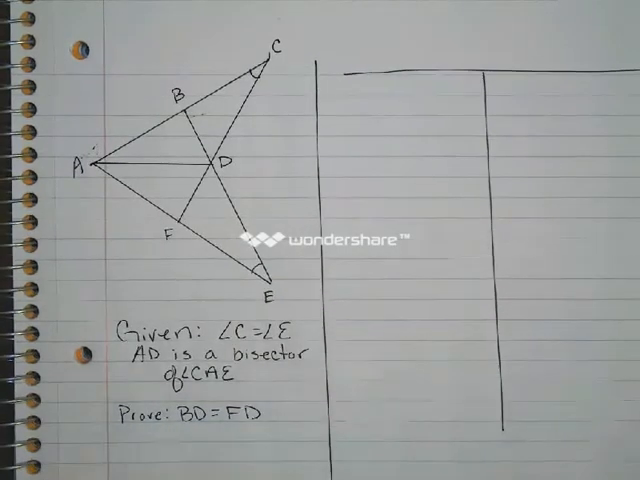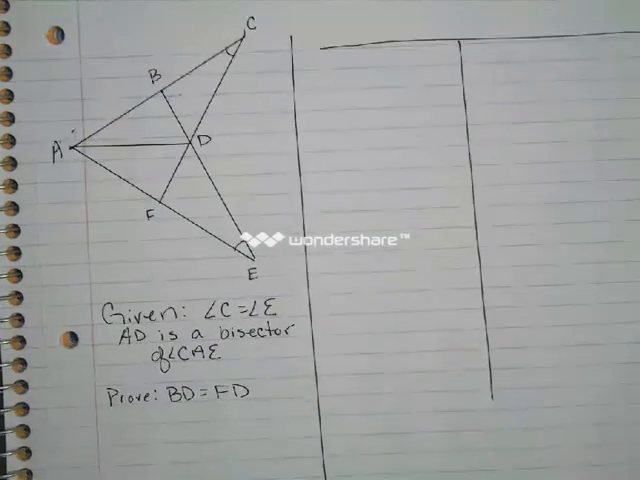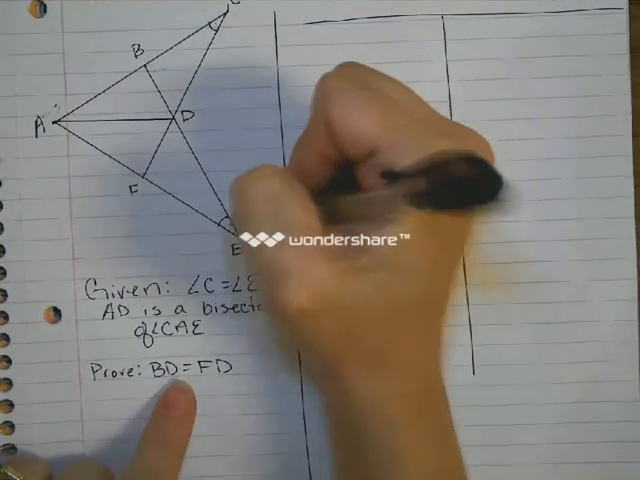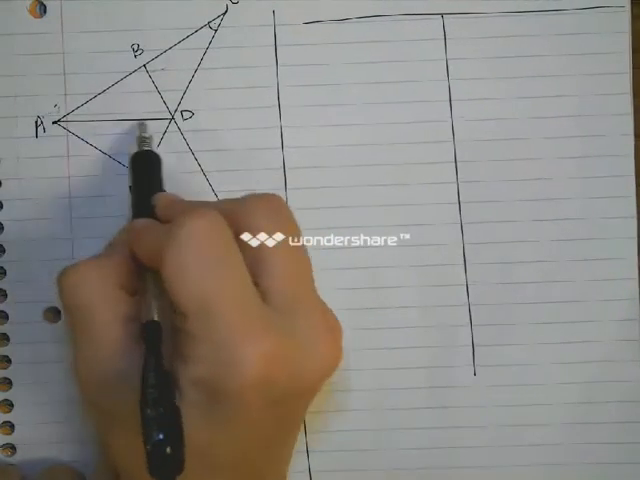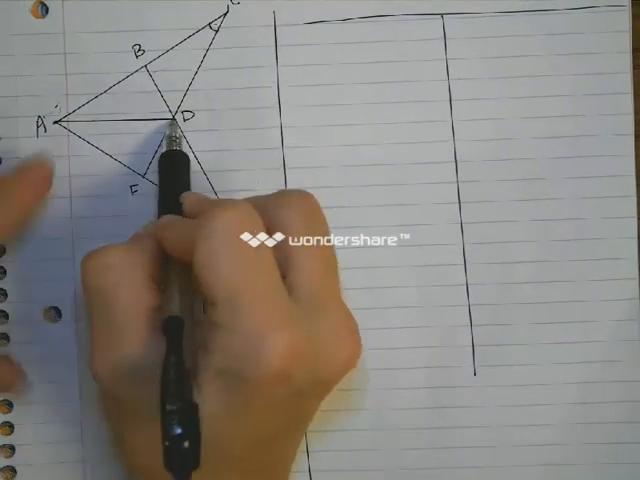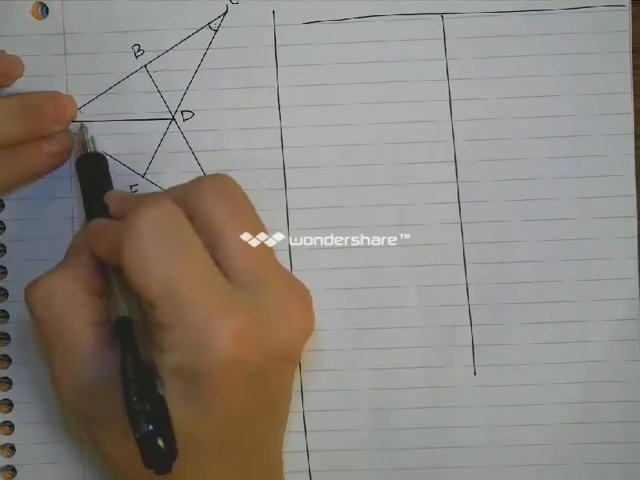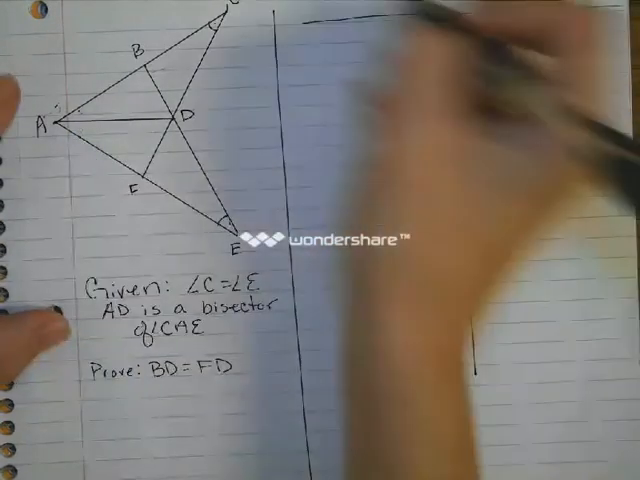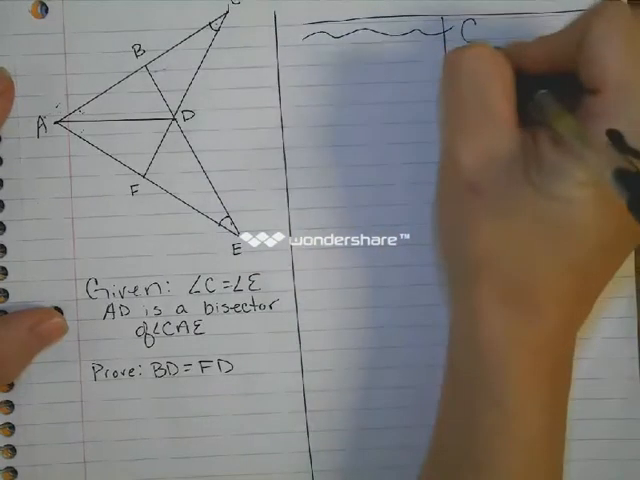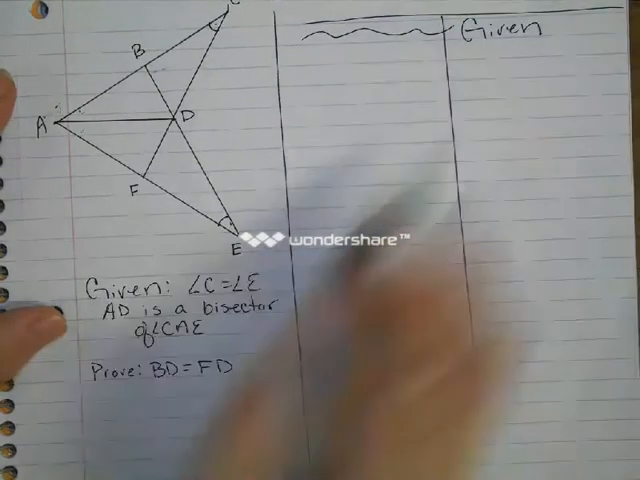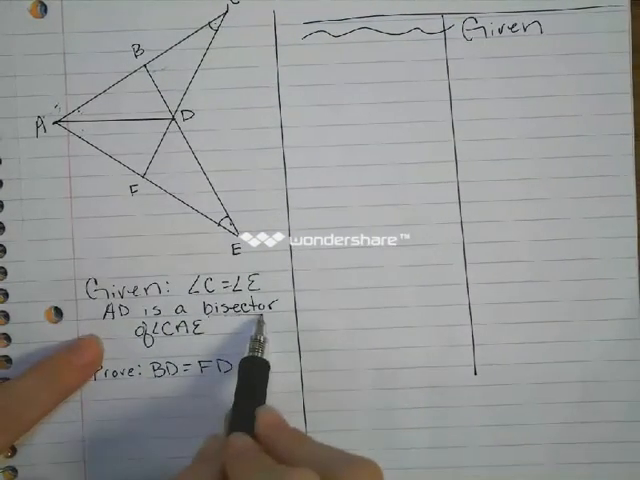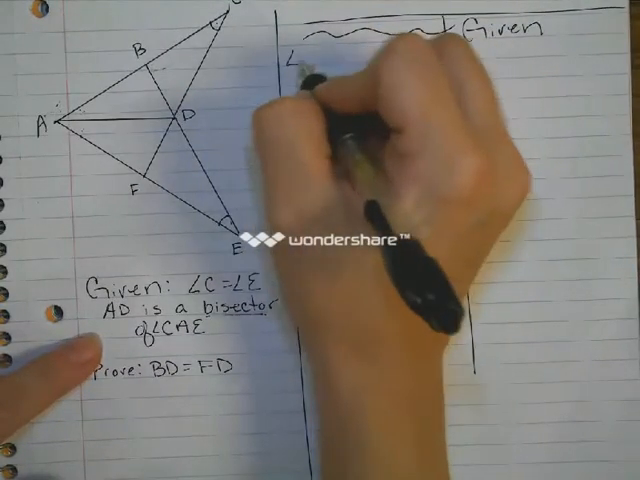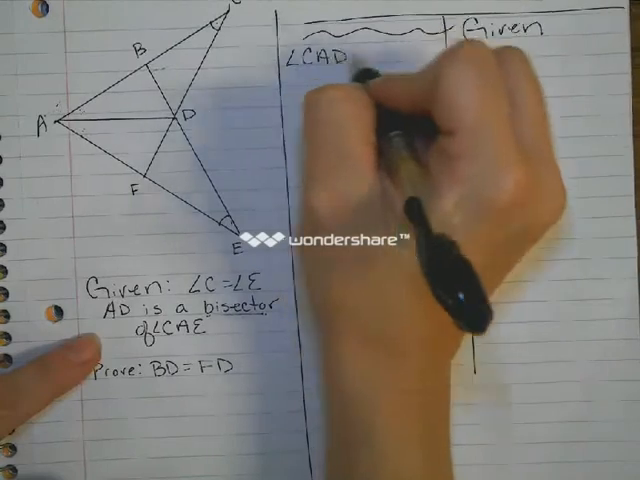You also know that this is an angle bisector. If it's an angle bisector, then it splits this angle in half. That makes these two angles equal to each other. So, given. I'm going to start with this. It tells me angle bisector, so I'm going to talk about angles being congruent. Angle CAD is equal to angle EAD. And because it's a bisector, I'm going to put definition of bisector.